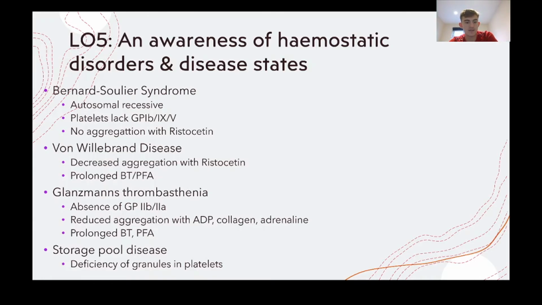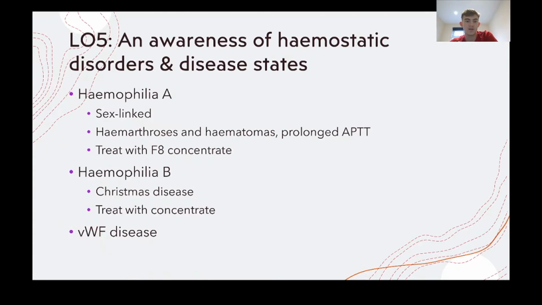We also got this Glanzmann's thrombasthenia and the absence of GP2b and 3a. So we've got reduced aggregation with ADP, collagen and adrenaline, and then again prolonged bleeding time. We can also get storage pool disorders. So when we talk about the granules in the platelets, they can be deficient in some of the components there. Then we talk about kind of the main ones and the most common ones.